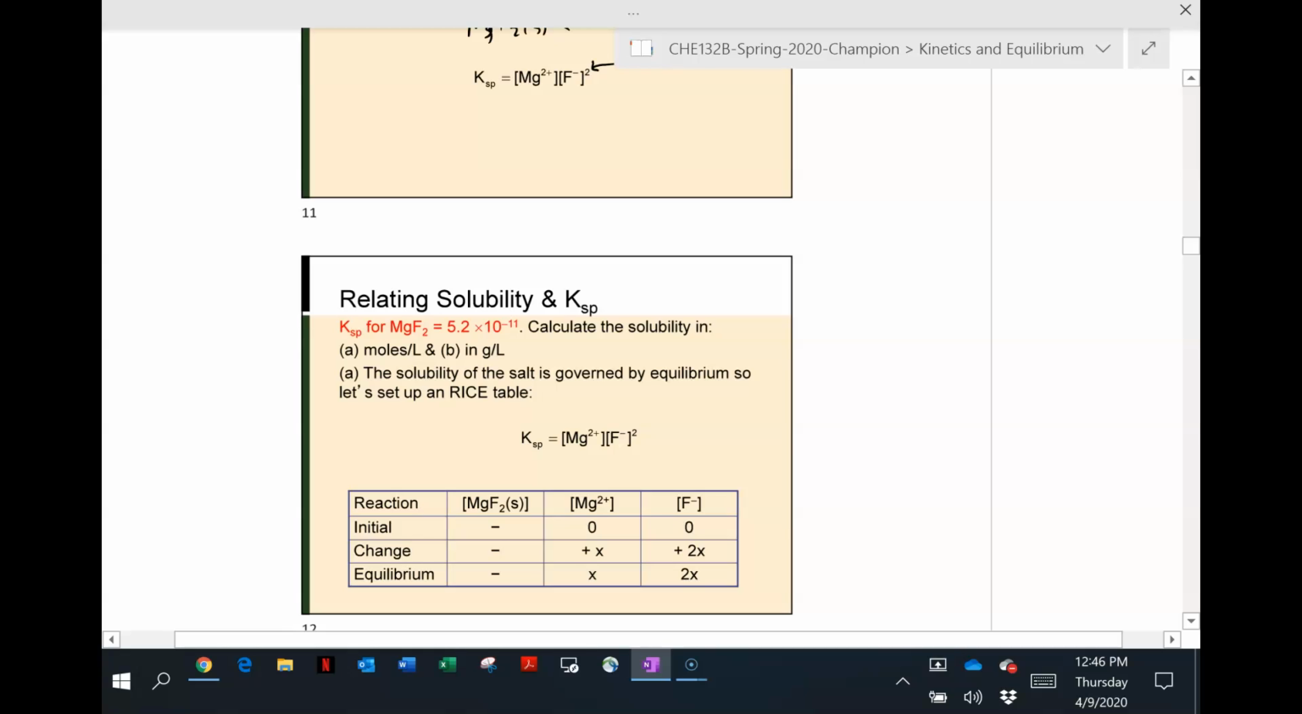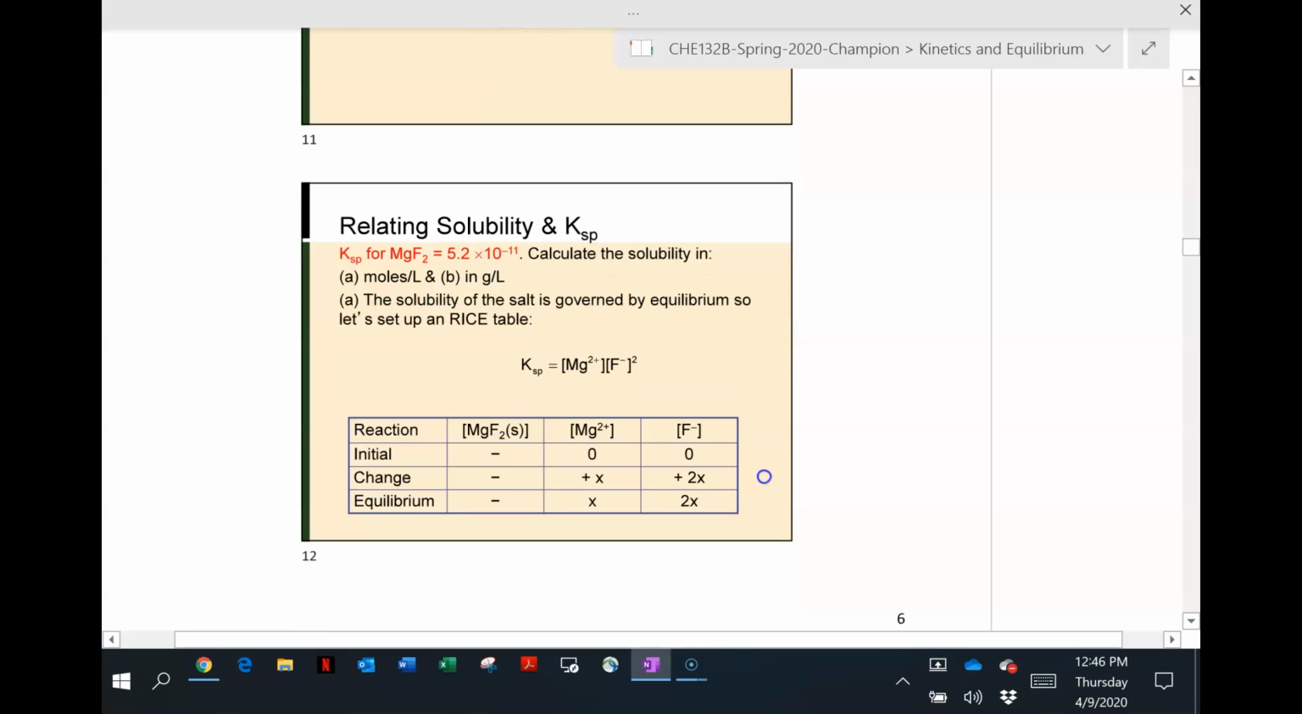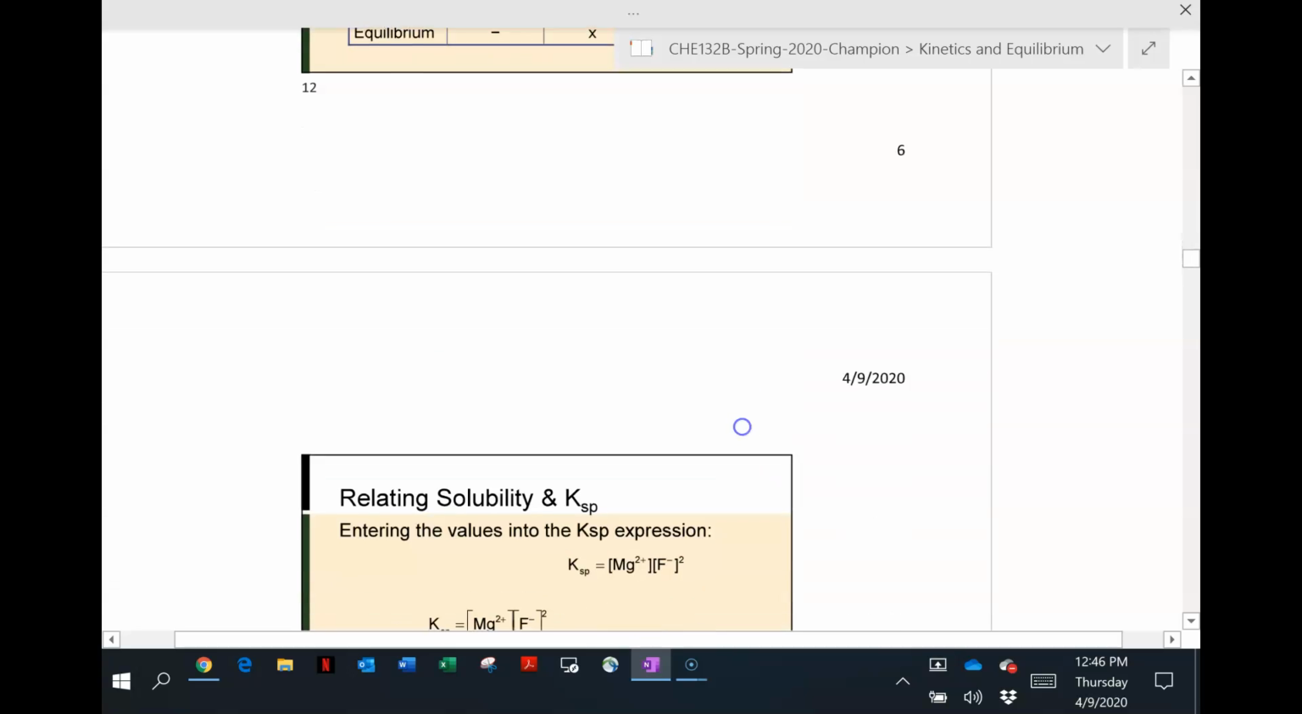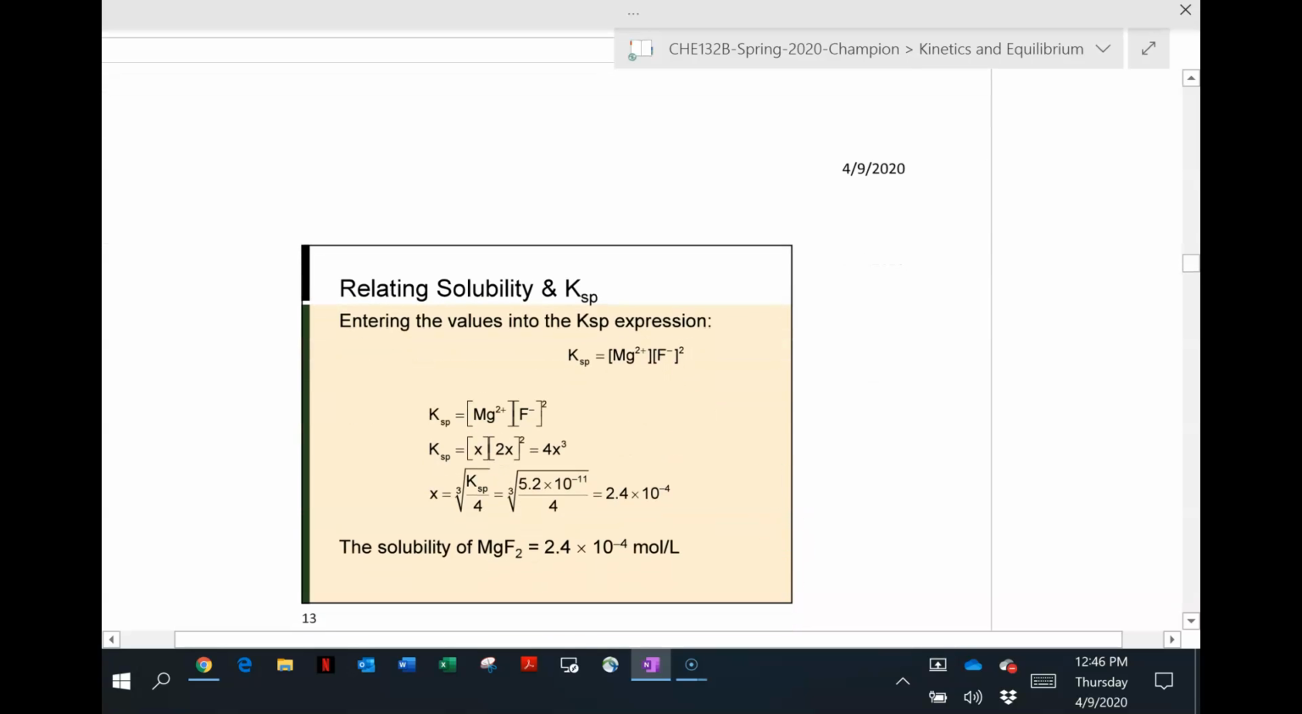We start off with 0 magnesium, 0 fluoride. If the magnesium increases by x, the fluoride increases by 2x. And so at equilibrium we have x molar magnesium 2+ and 2x molar fluoride. We're going to plug that into the Ksp expression. So that becomes x, and that becomes 2x from the ICE chart. 2x squared is 4x squared, and then you multiply that by x, you get 4x cubed.